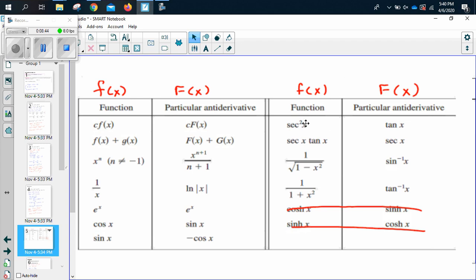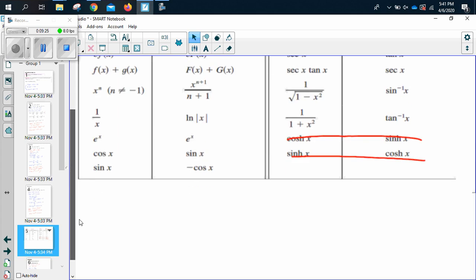If you've got the secant squared x function, well, then its antiderivative is tangent x, because the derivative of tangent x is secant squared x. If you've got secant x tan x, then its antiderivative is secant x, because the derivative of secant x is secant x tan x. And then we've got our inverse, and I don't know why they don't have cos inverse x here, because you certainly could, but if you've got 1 over the square root of 1 minus x squared, its antiderivative is sine inverse x, and if you've got 1 over 1 plus x squared, its antiderivative is tan inverse x. And we don't use these hyperbolic functions. We don't teach that in this class.